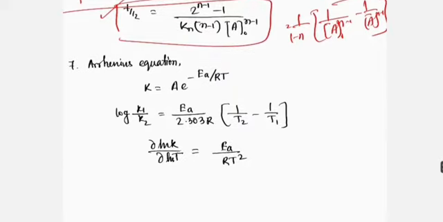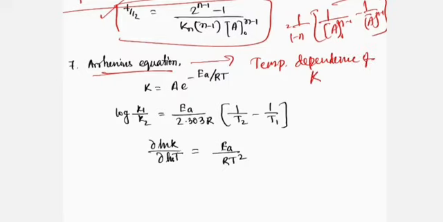Now let us come to the temperature dependence. This Arrhenius equation is nothing but the temperature dependence of K, that is the rate constant. How does the rate constant depend on temperature? Generally, it has been found that on increasing temperature, the rate constant or the rate of the reaction increases. Now, how it depends on the temperature? That is depicted by this Arrhenius equation.